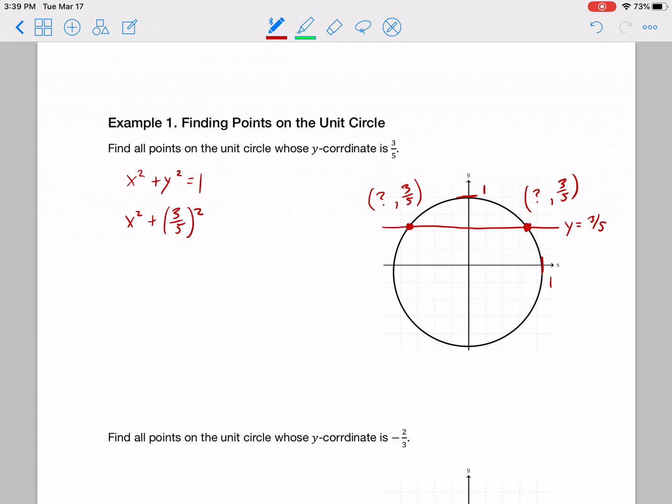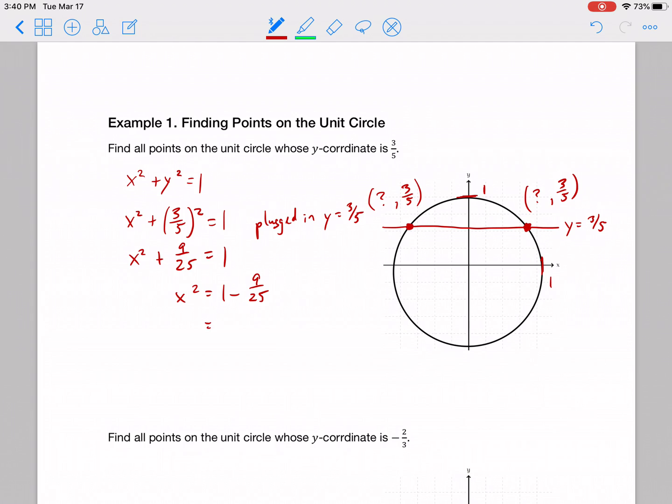3/5 squared equals 1, right? So we plugged in y equals 3/5. That's what we did right there. That gives us x squared plus 9/25 equals 1. x squared equals 1 minus 9/25. And then you need to make them both have the same denominator.